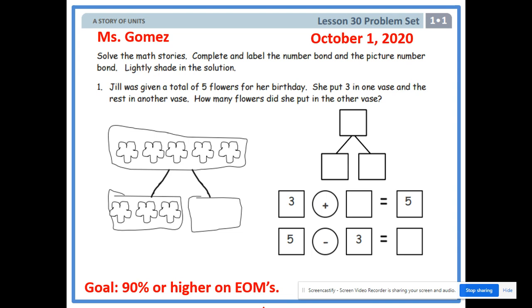Awesome. I'm going to read the instructions. It says, solve the math stories. Complete and label the number bond and the picture number bond. So we have to label both number bonds. Lightly shade in the solution. Ready to do number 1?